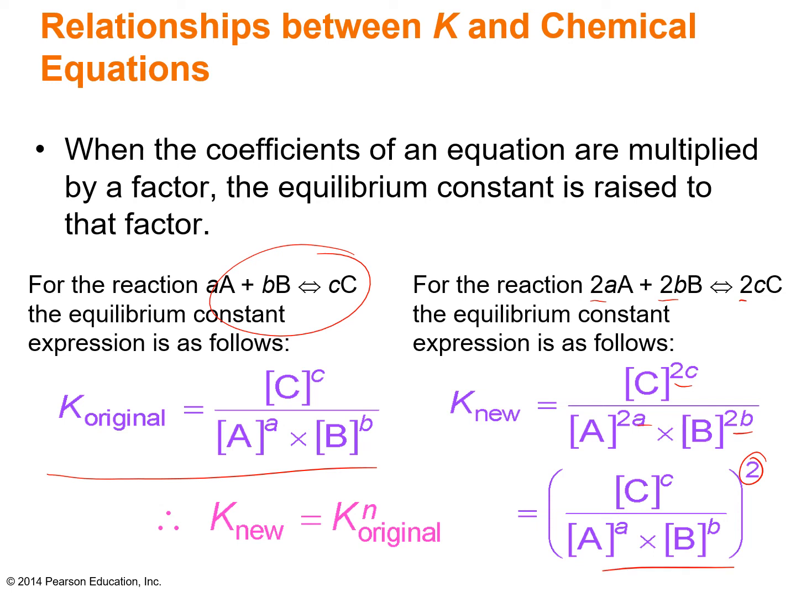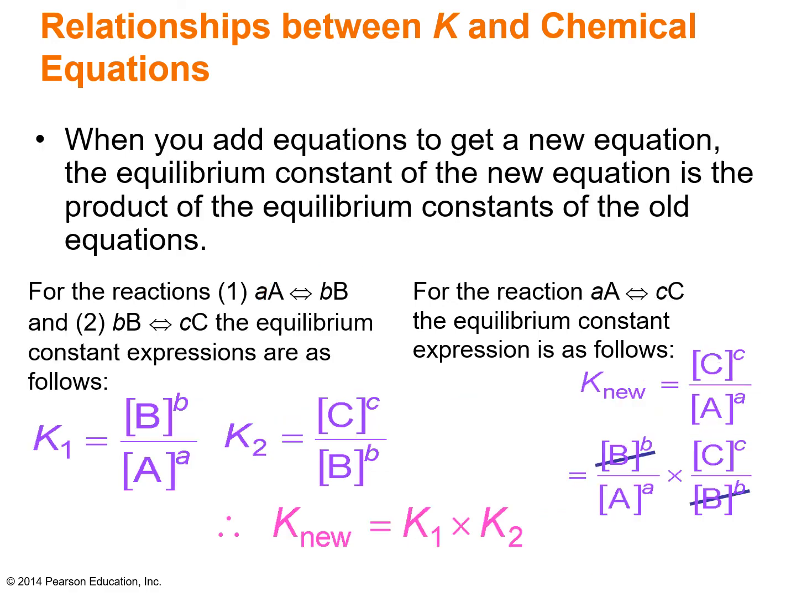Therefore, if you notice, you have 2 chemical equations, and in one, you've multiplied the coefficients by 2. Instead of recalculating the entire chemical equilibrium constant, you can just raise the constant to the power by which the coefficients were multiplied.